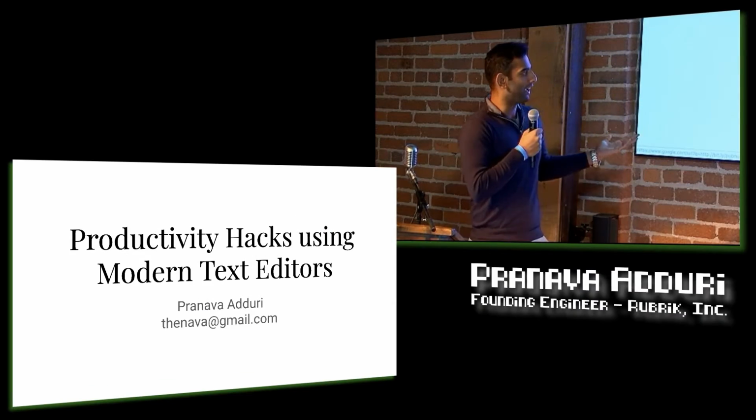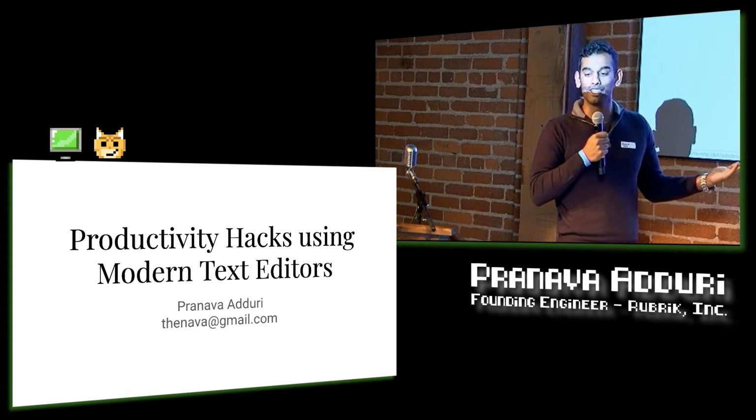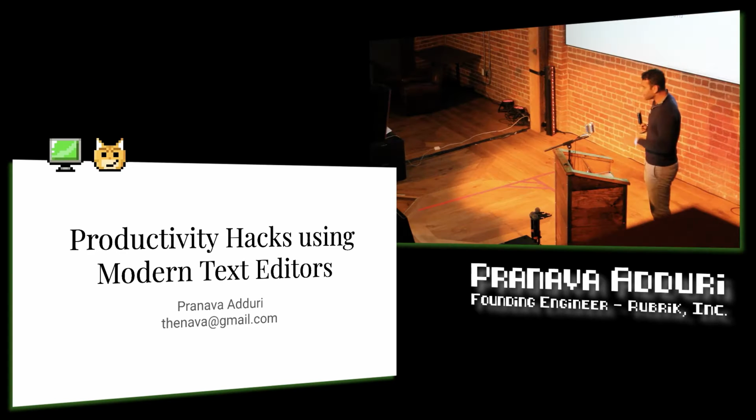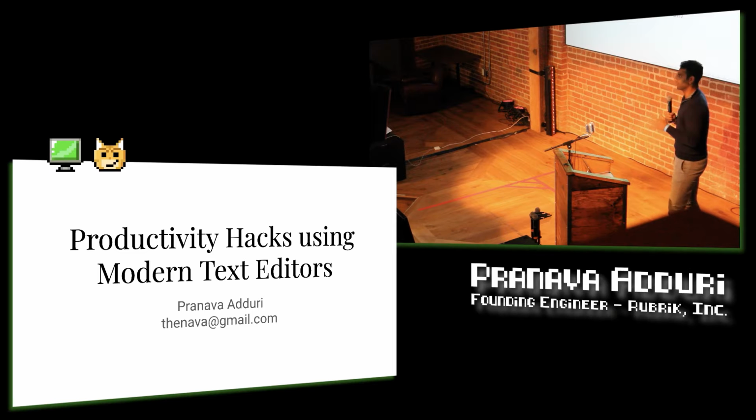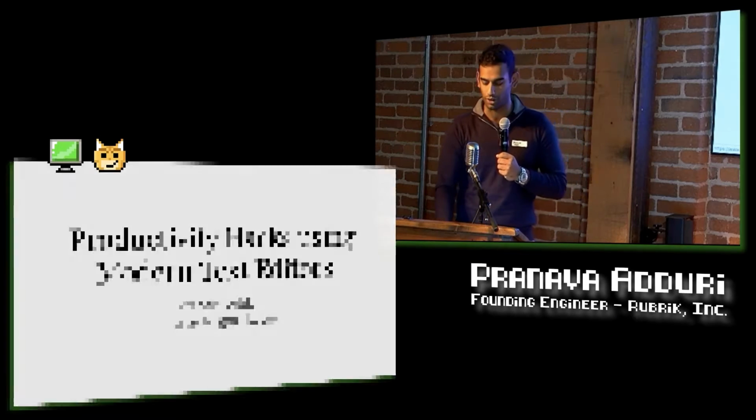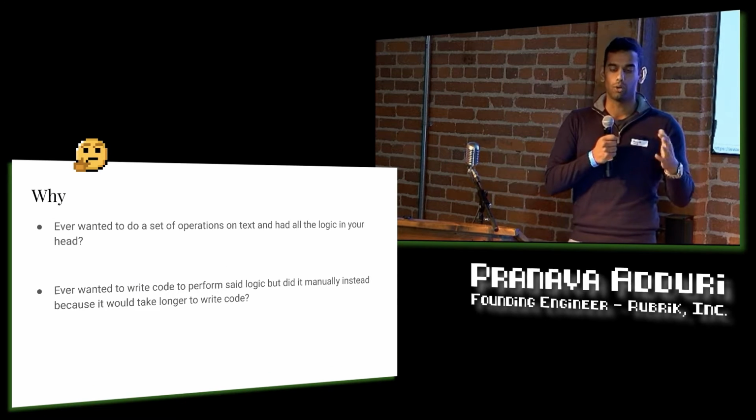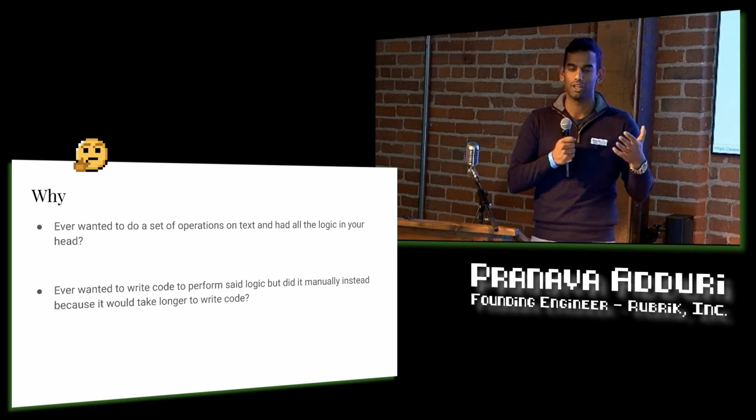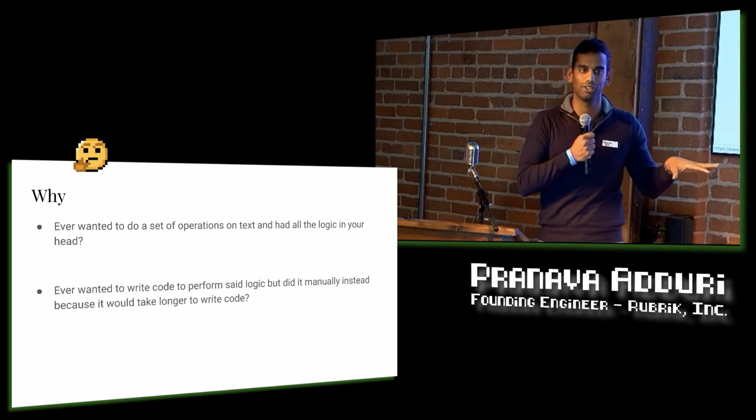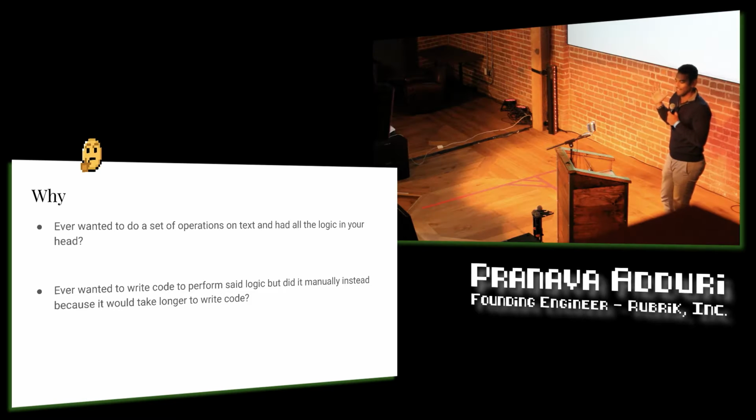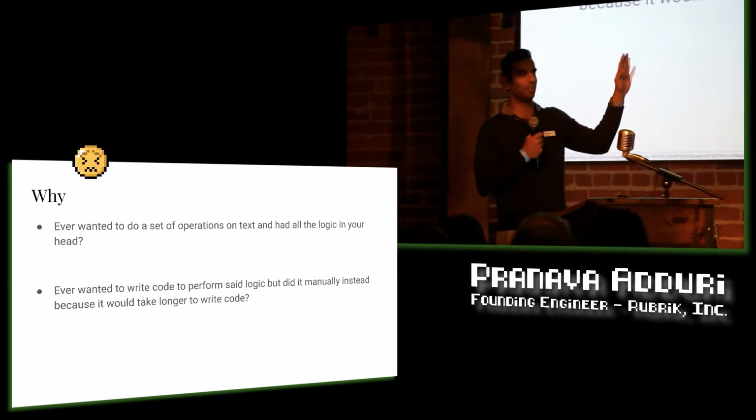So, my name is Pranava, and today I wanted to talk about productivity hacks with modern text editors. I know with text editors and such, there's religious wars on which one's the best, and we'll get into that section as well. But for now, I wanted to first start off with why, right? When you're dealing with logs, or if you have a corpus of text that you need to do some operations with, have you ever wanted to just do a certain set of operations? You've kind of had all the logic in your head, and you're like, I really wish I could write a script to do this, but the time that it would take to write the script is probably longer than just doing it manually, and you know what? I'm just going to do it manually. Anyone ever been in that situation?